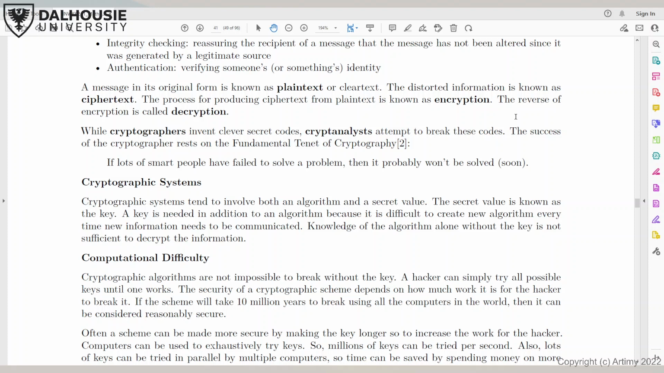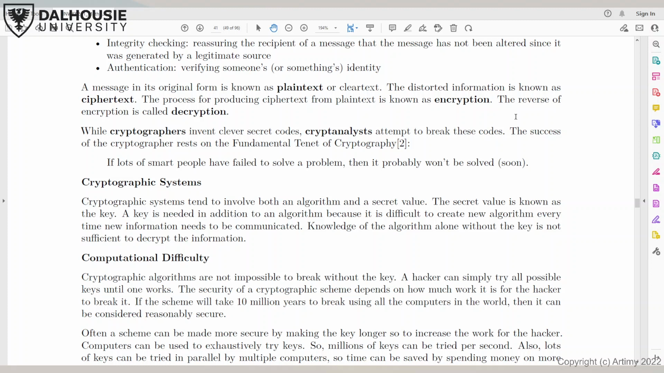But the idea behind all cryptography is that if there are a lot of people trying to solve the problem and they fail, then we can rest assured that the problem cannot be solved anytime soon, right?